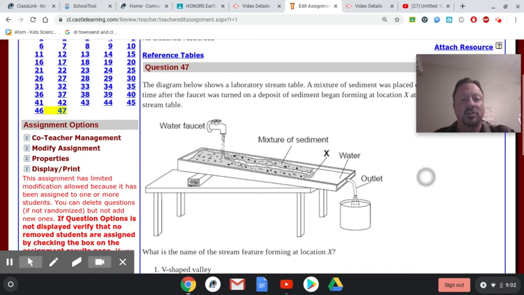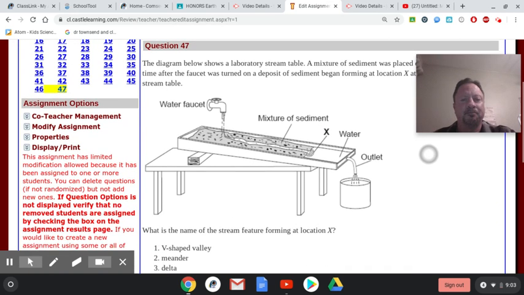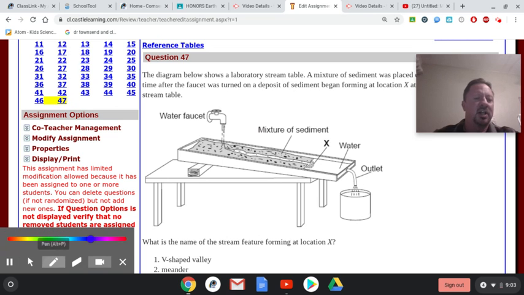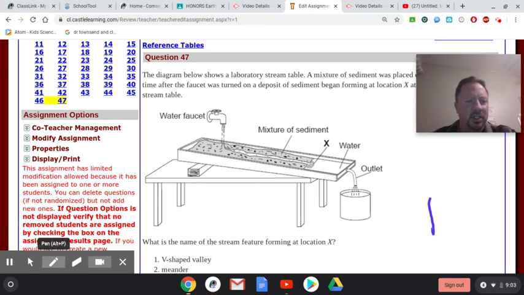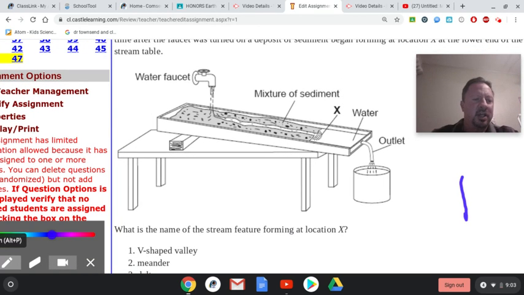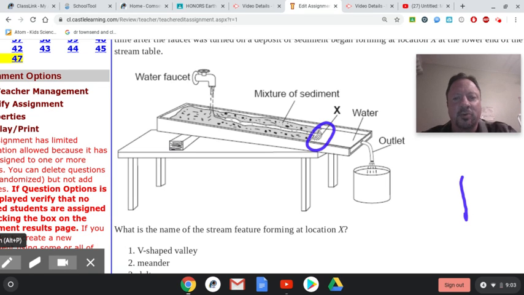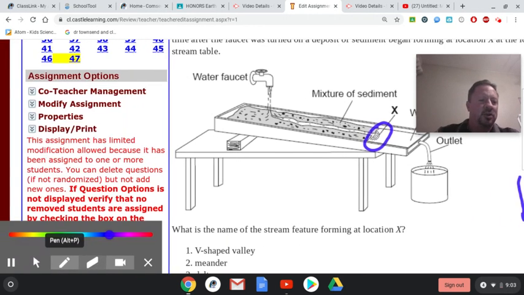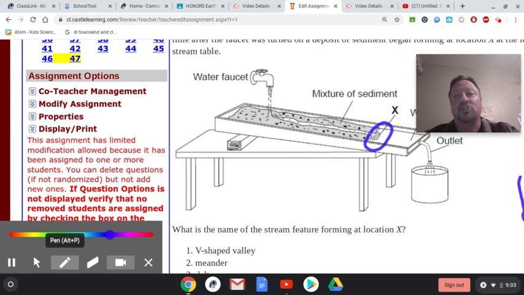47. Last one. We just had this picture before. Okay, so you have to look close at this. And this is the second time we've seen a question like this where, okay, this little thing right there, they're asking, what is the name of the stream feature formed at X? Now, that is not by any means a real good example of what's going on here, okay? Because usually I always tell you that at the end of the stream is a triangular shape feature, right? But that feature definitely does not look triangular.